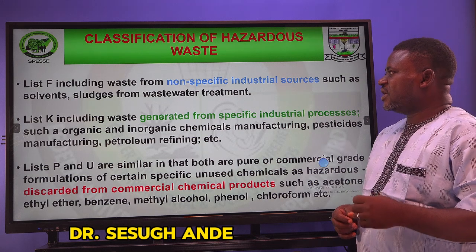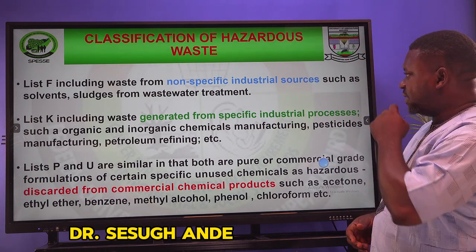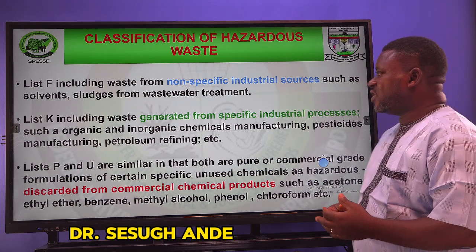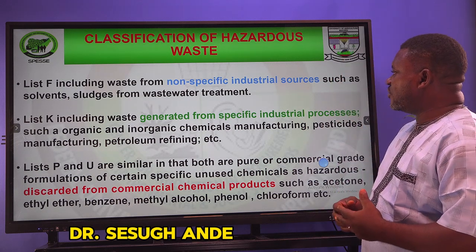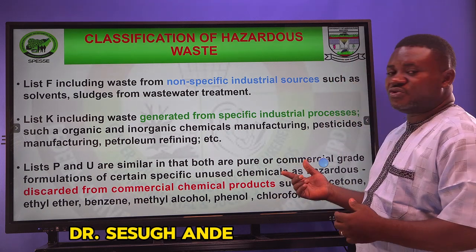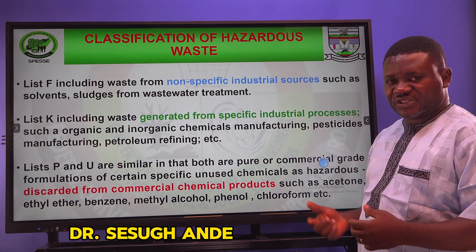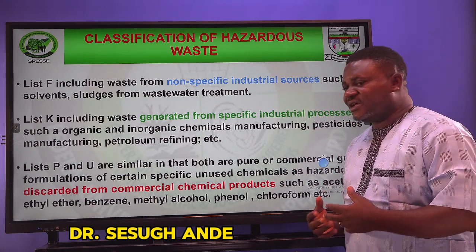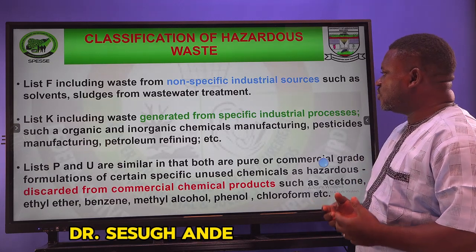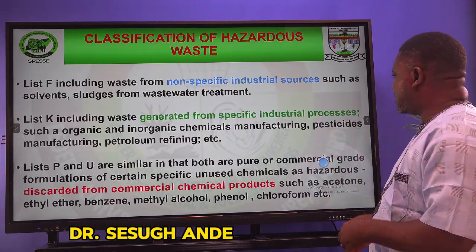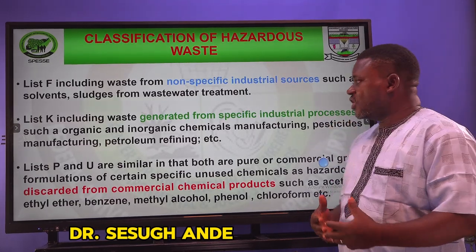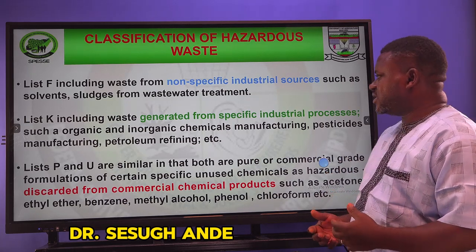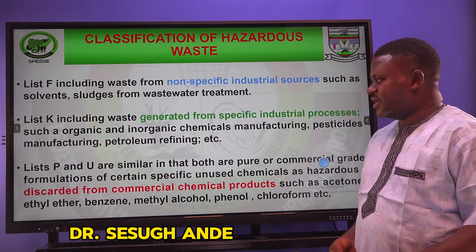Now, the list F includes waste from non-specific industrial sources such as solvents and sludges from waste treatment, because it is difficult to identify the sources of this kind of waste. So they are classified under non-specific industrial sources. You have a list K, which includes waste that is generated from specific industrial processes such as organic and inorganic chemicals, manufacturing, pesticides, manufacturing petroleum and refining, and so on.